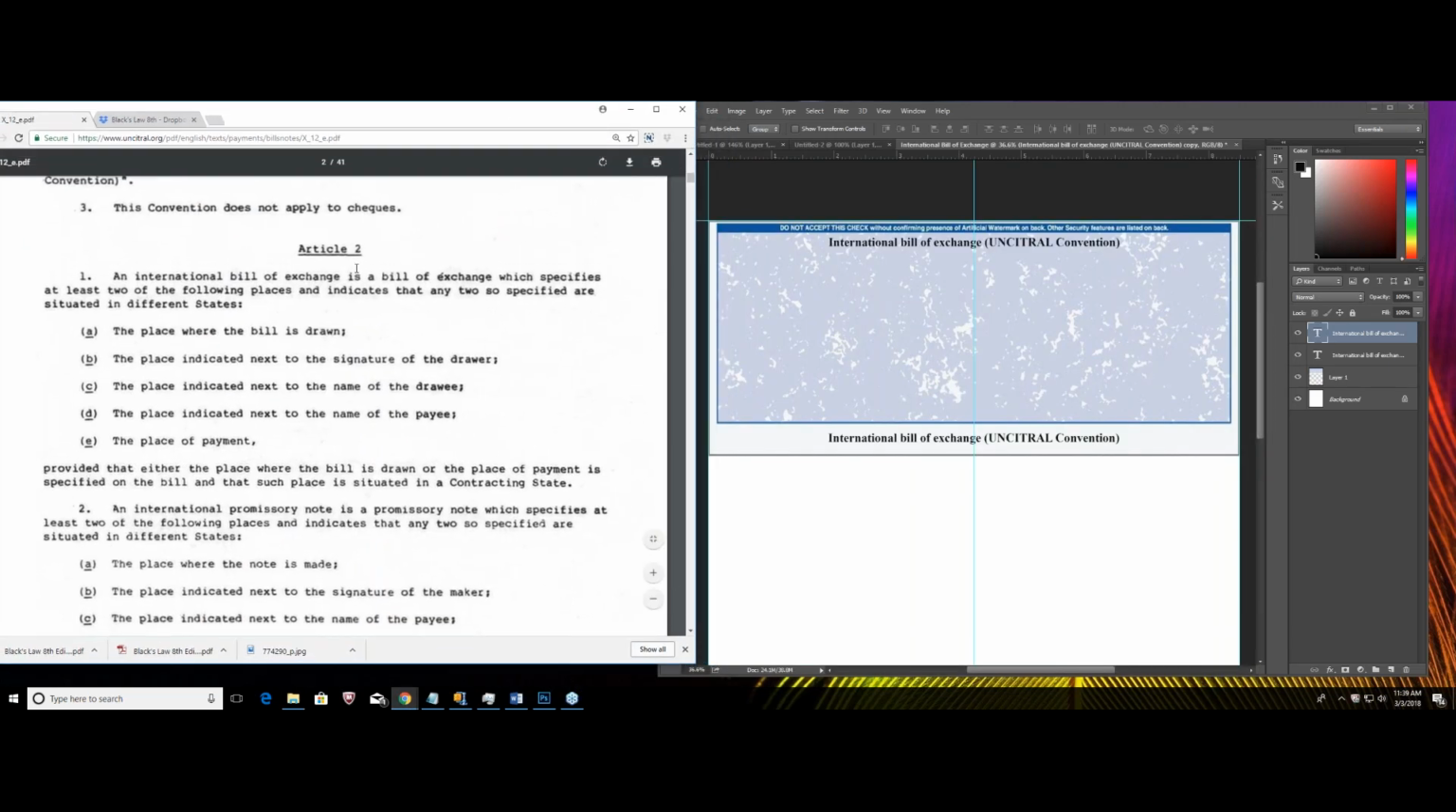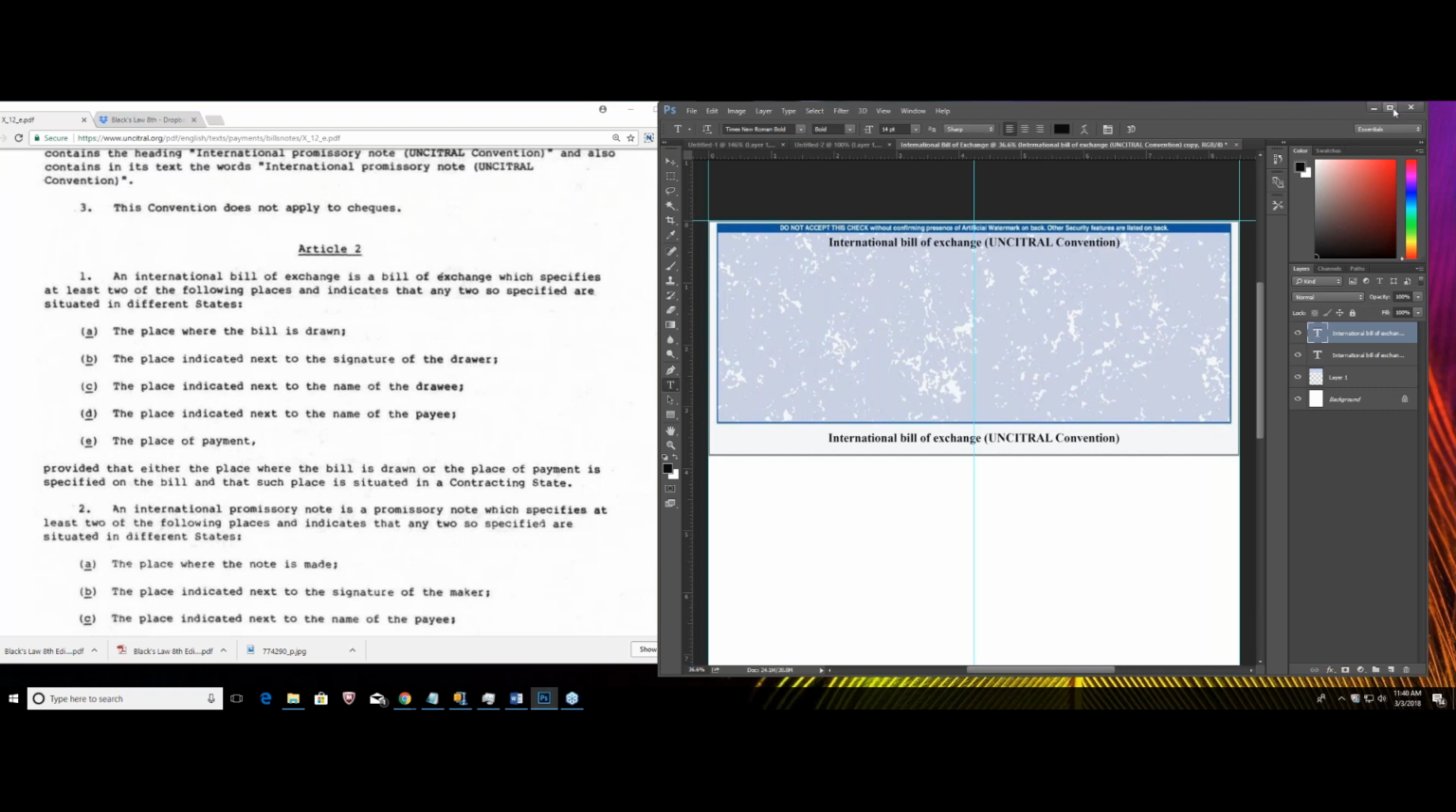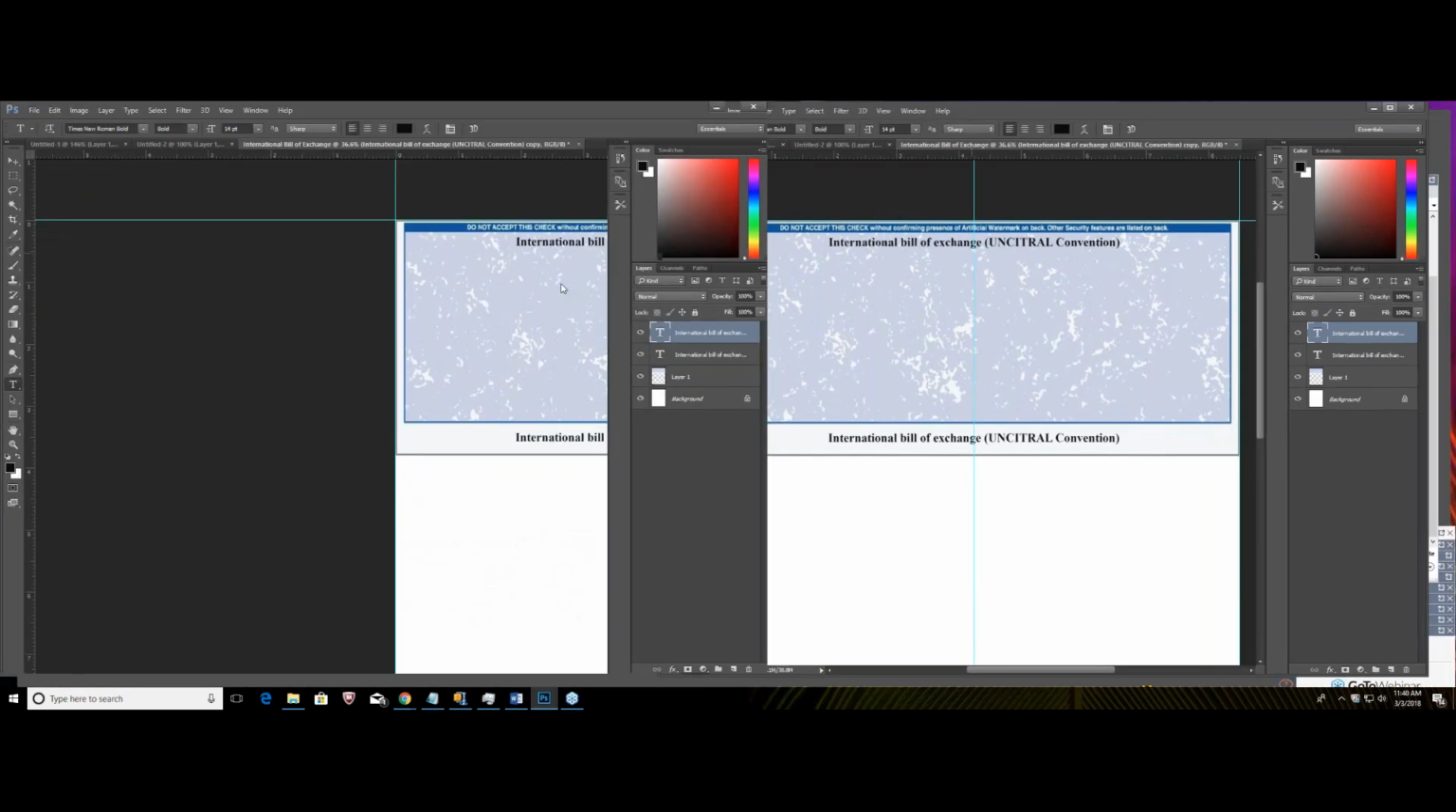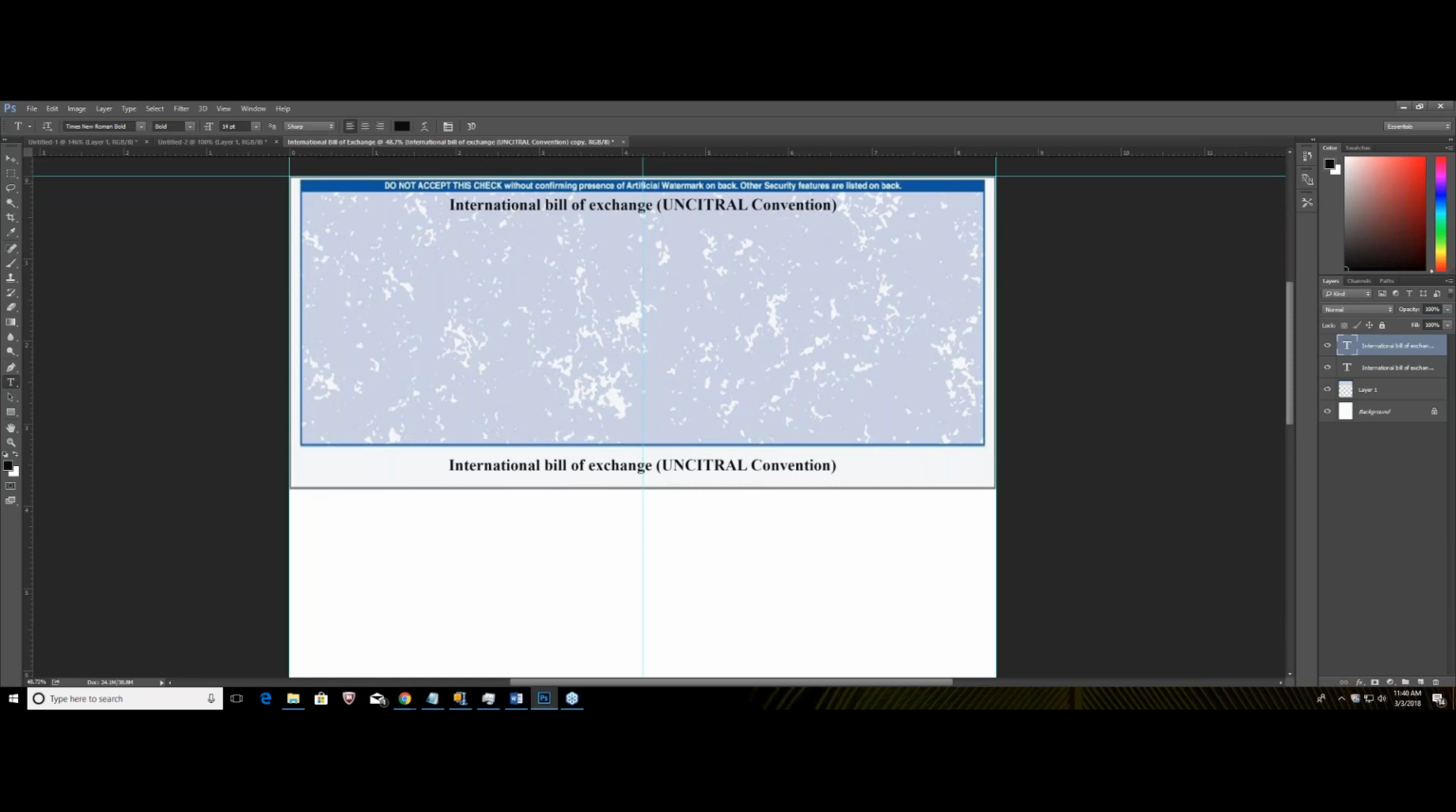And now we're going to read Article 2 again, where it says we have to have one of these two things. So it's the place where the bill is drawn. The place where the bill is drawn. So let's put on here. Let's go over here and let's look at something. We want to do the place where the bill is drawn. All right. Well, let's do it. Let's get to our type tool over here on the left. We're going to click it, and then we're going to click in the body of our document. And we're going to put drawer and location.